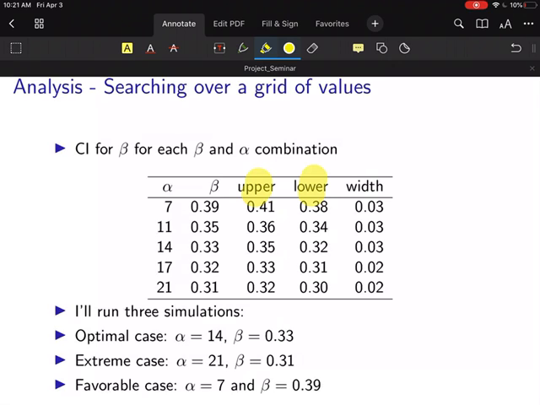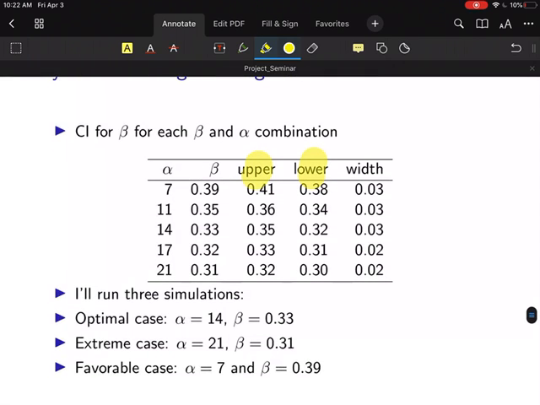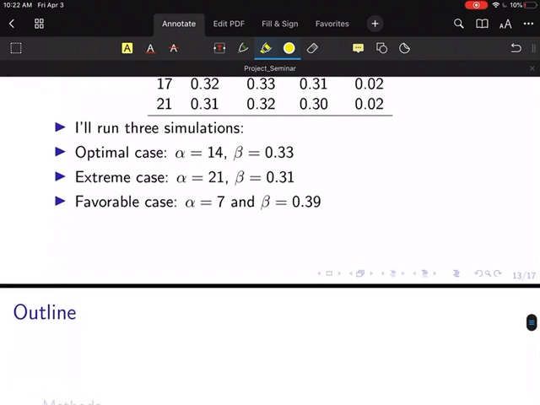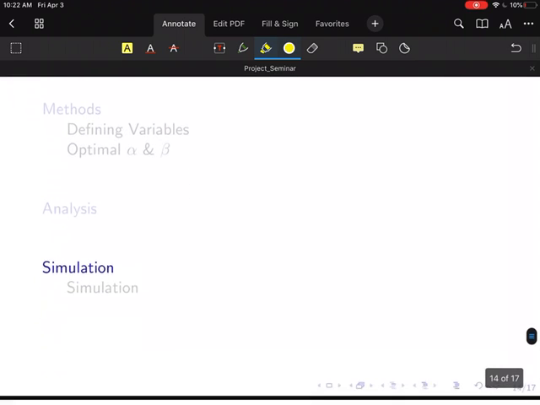So I decided to do three simulations. The optimal case, where I have alpha equal to 14 and beta equal to 0.33. The extreme case, where we have a very slow recovery rate and a relatively high infection rate. And then the favorable case, where we have a very fast recovery rate and a relatively high infection rate.